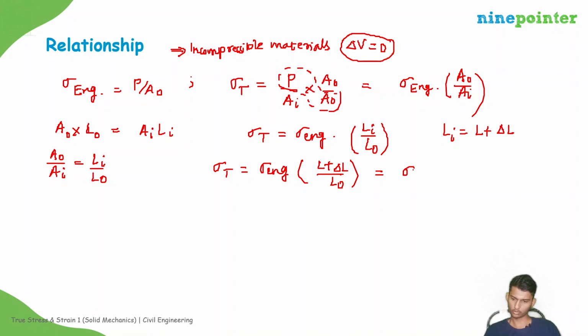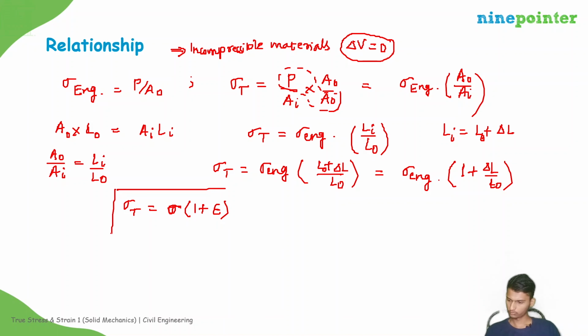So that will be equal to sigma engineering into 1 plus del L by L naught. So what is del L by L naught? Change in length divided by original length, that is engineering strain. So sigma T will be equal to sigma engineering stress into 1 plus epsilon. Epsilon is engineering strain. So this is the relationship between engineering stress and true stress in the case of incompressible materials.